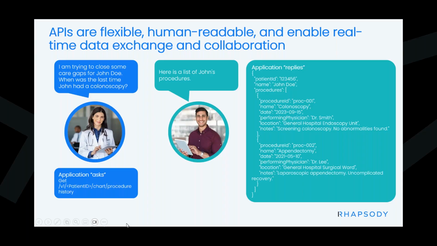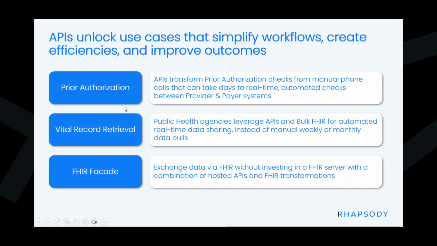That extensibility and the real-time nature of APIs is what can help us unlock more efficiencies and have more effective data exchange. So three use cases that we talked about on the last webinar are prior authorization, where APIs can transform those prior auth checks from manual phone calls back and forth to real-time automated checks between payer and provider systems. Public health agencies can leverage APIs and bulk FHIR to automate real-time data sharing instead of manual data pulls monthly or weekly. And then last but not least, FHIR facades, which we'll talk much more about in today's session, enable exchanging data via FHIR without needing a FHIR server.